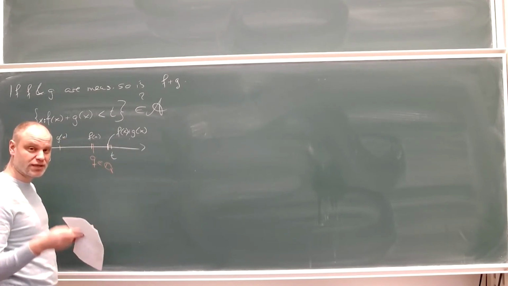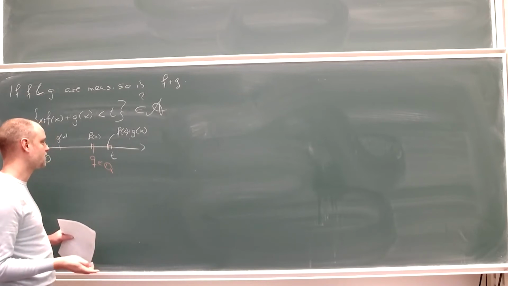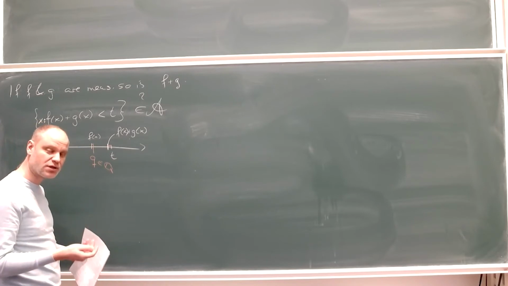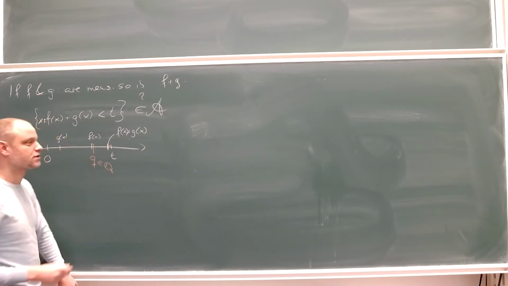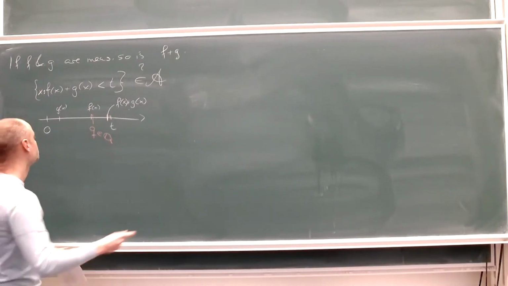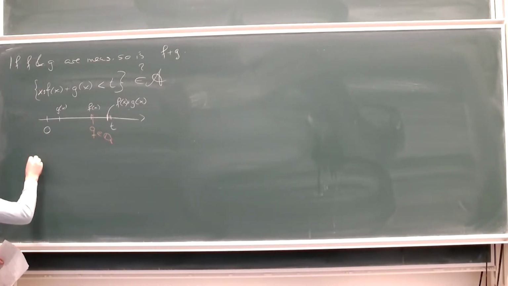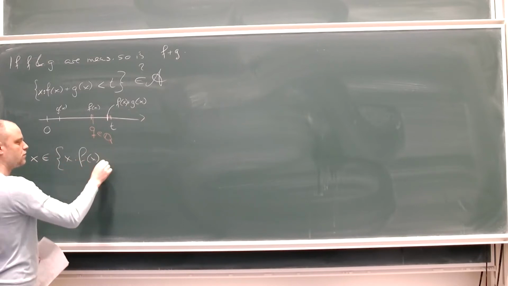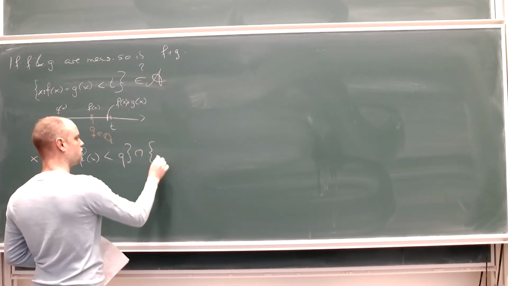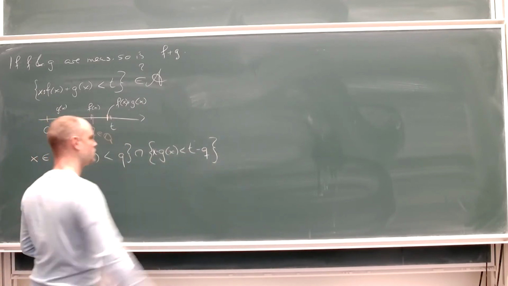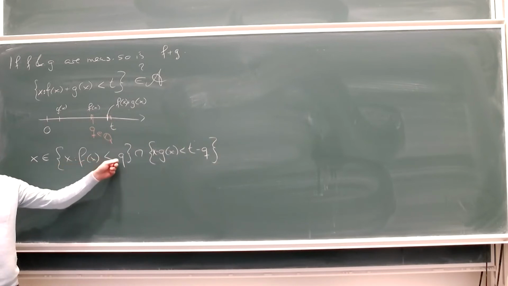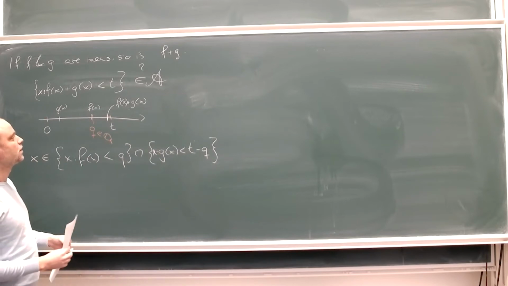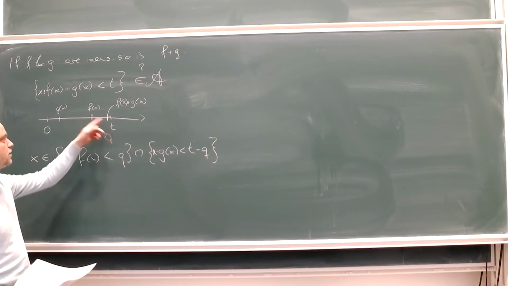Okay, so why am I doing this? Well, I mean, the rational numbers are dense and countable. So that's a very nice feature that's going to be used here shortly. So what we have is that our point x is clearly in the set such that f of x is less than q and g of x is less than t minus q, right, by construction here.